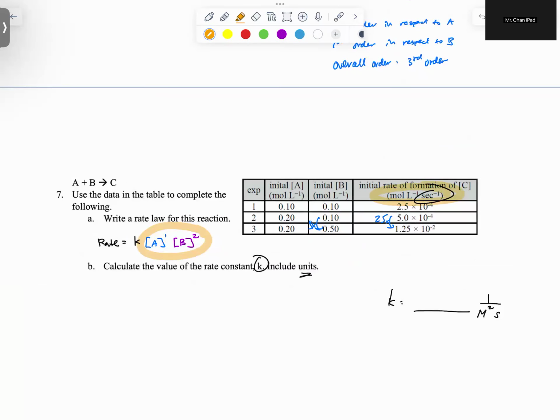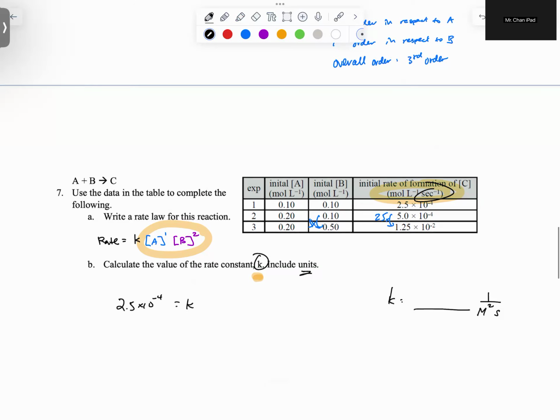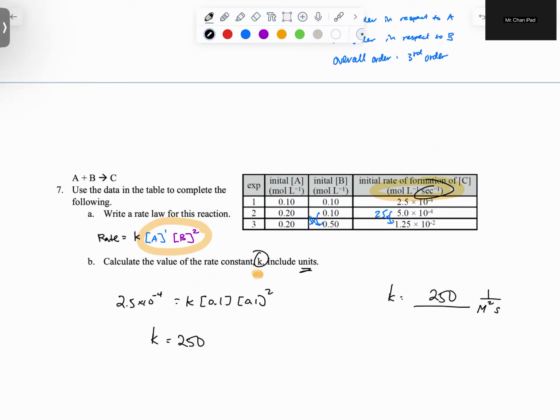As we said last week, you have total freedom and authority to create the unit of K, as long as the unit on the left, which is molar per second, is exactly equal to the unit on the right. And you can pick any experiment to calculate this K value because it's supposed to be the same. So I'm just going to keep it simple using the first experiment. 0.1 times 0.1 square. So 2.5 times 10 to the negative 4 power divided by 0.01 cube. And that would be a number of 250. So 250 is the value of K, and make sure that you write down the proper unit of K as well.